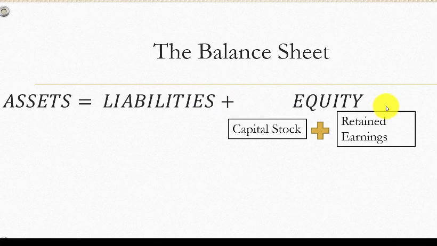Equity is therefore sometimes called net worth, which makes a lot of sense, right? You add up all the stuff you own, you subtract all the money you owe other people, that's your net worth. It's also sometimes called book value. This is the book value of the company from an equity holder's perspective. What I mean by that is from a shareholder's perspective.